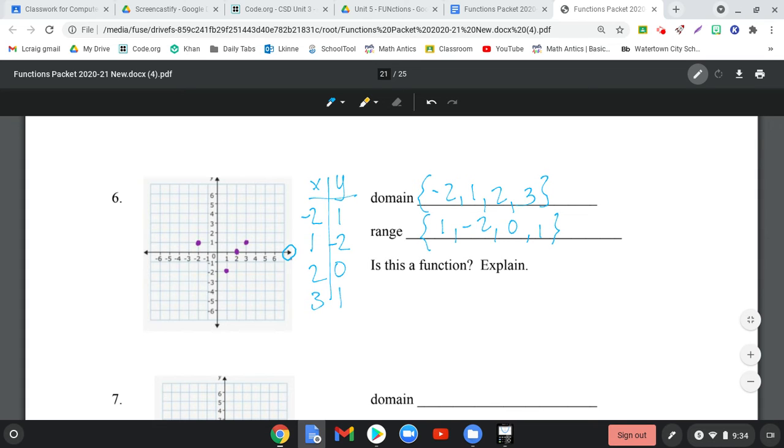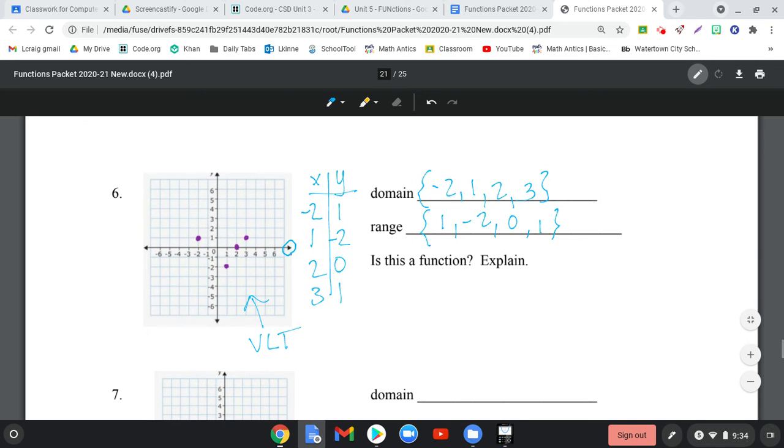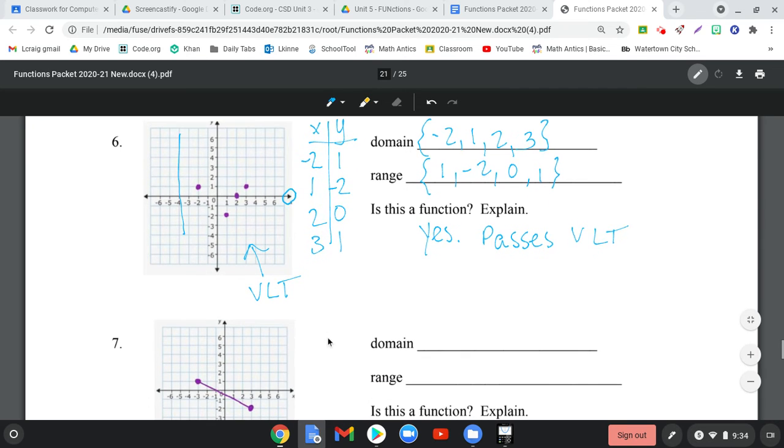Is it a function? Well, if you look at the graph, does it pass the vertical line test? There's nowhere on here where we can draw a vertical line and it would cross more than one point. So yes, it passes the vertical line test. Or you could look and see that no x repeats. There's no x that goes to more than one y.